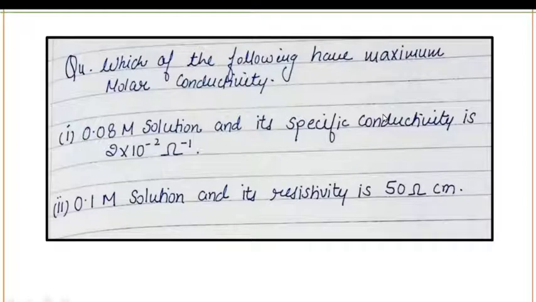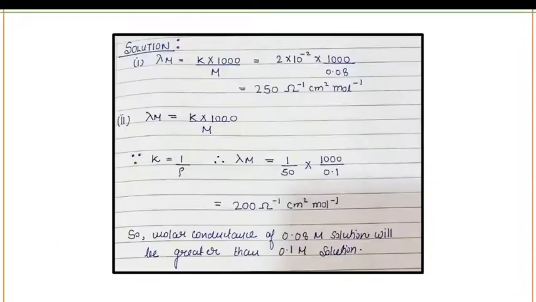Next question is, which of the following has maximum molar conductivity? You have been given two options. In this question, you have to find the maximum molar conductivity. Number one is 0.08 molar solution, and its specific conductivity is 2 into 10 to the power minus 2 ohm inverse. Second is 0.1 molar solution, and its resistivity is 50 ohm centimeter. So let's see the solution for this question.